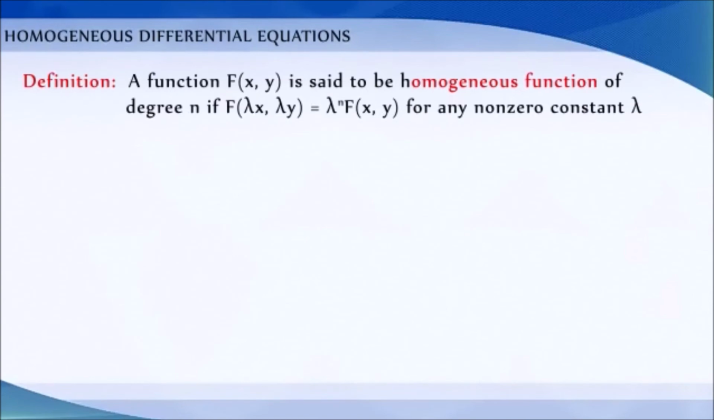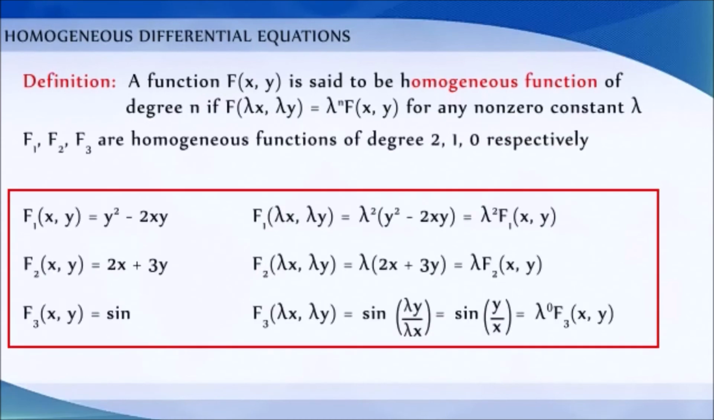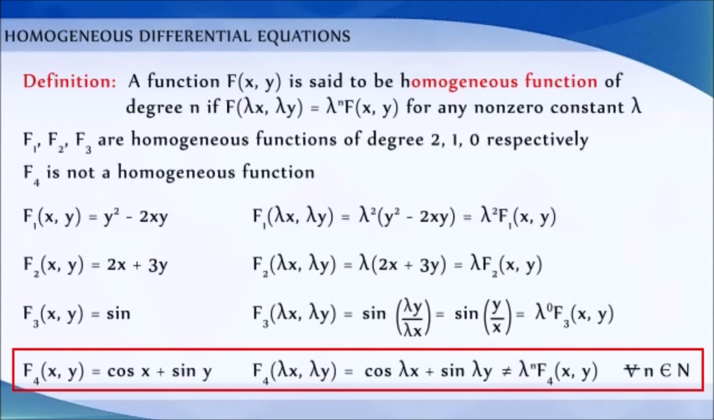A function f of x, y is said to be a homogeneous function of degree n if f of lambda x comma lambda y is equal to lambda power n times f of x, y for any non-zero constant lambda. We can observe that in the example we discussed, f1, f2, f3 are homogeneous functions of degree 2, 1 and 0 respectively, but f4 is not a homogeneous function.